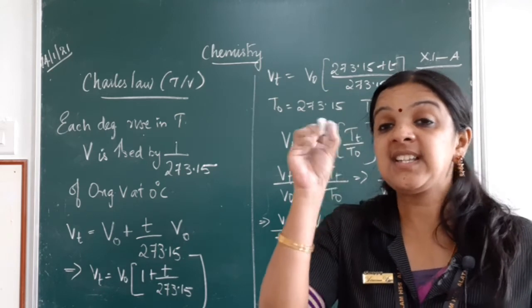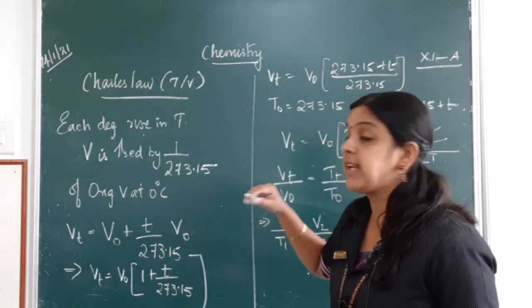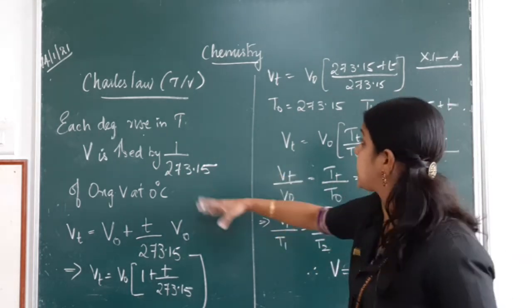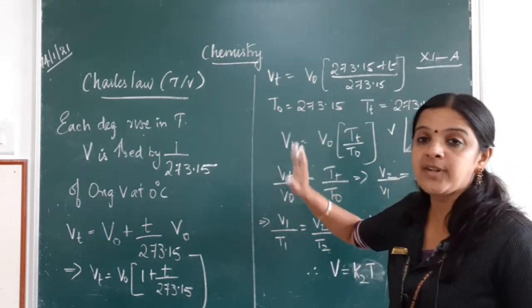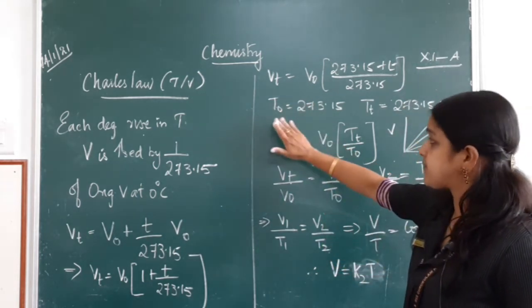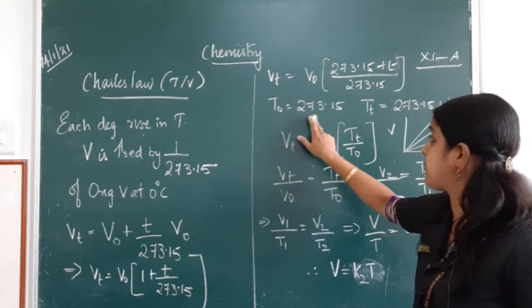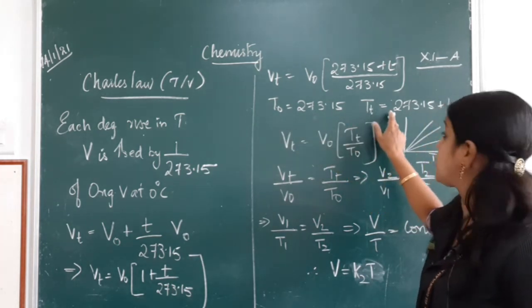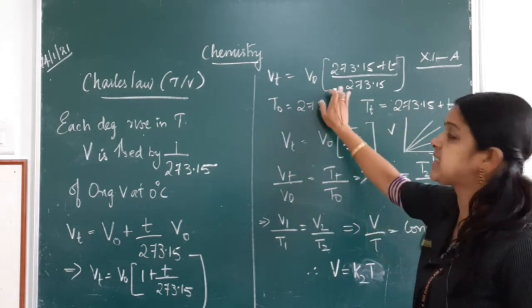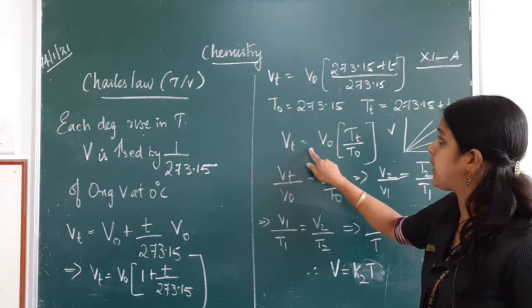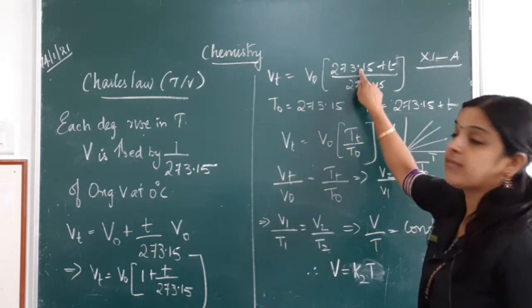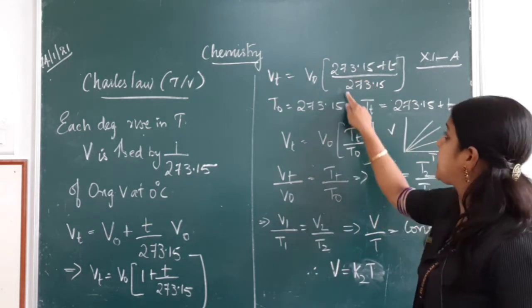Because when we are writing the temperature scale, we never take degree Celsius into consideration. We need to convert it into the thermodynamic scale. In the exam, you will never be asked to write all this, so don't worry about it. Only the problems and the final equation are required. So here T0 will be 273.15, and Tt will be 273.15 plus T. Now this is what I am going to substitute in this equation. So Vt will be V0 into 273.15 plus T divided by T0.